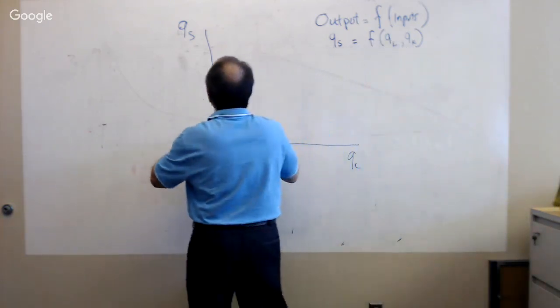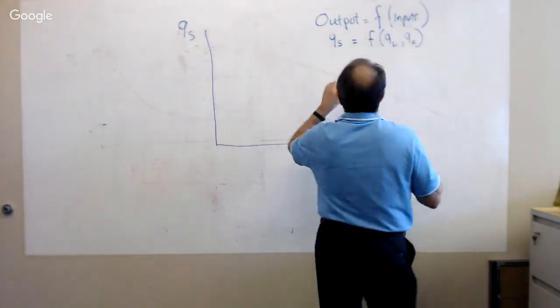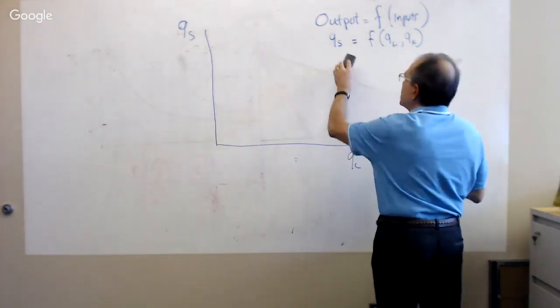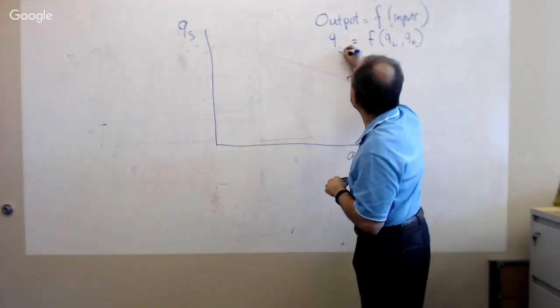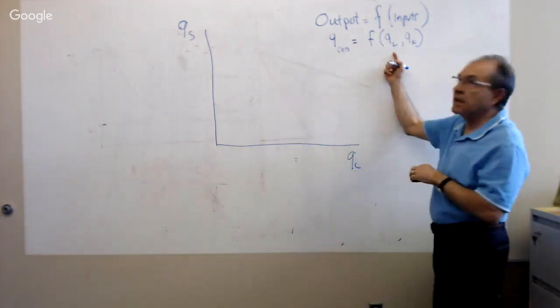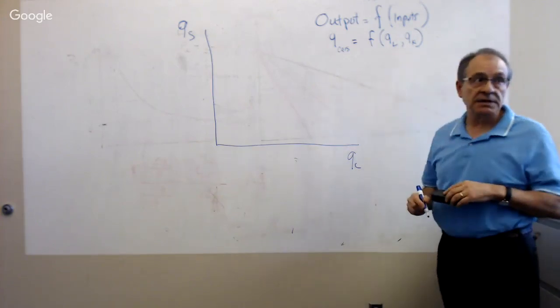I know I'm looking at the wrong thing. So let's think about this as a factory. Let's just say a factory producing cars. There are cars, I need labor, and I need capital. So there's a plant.